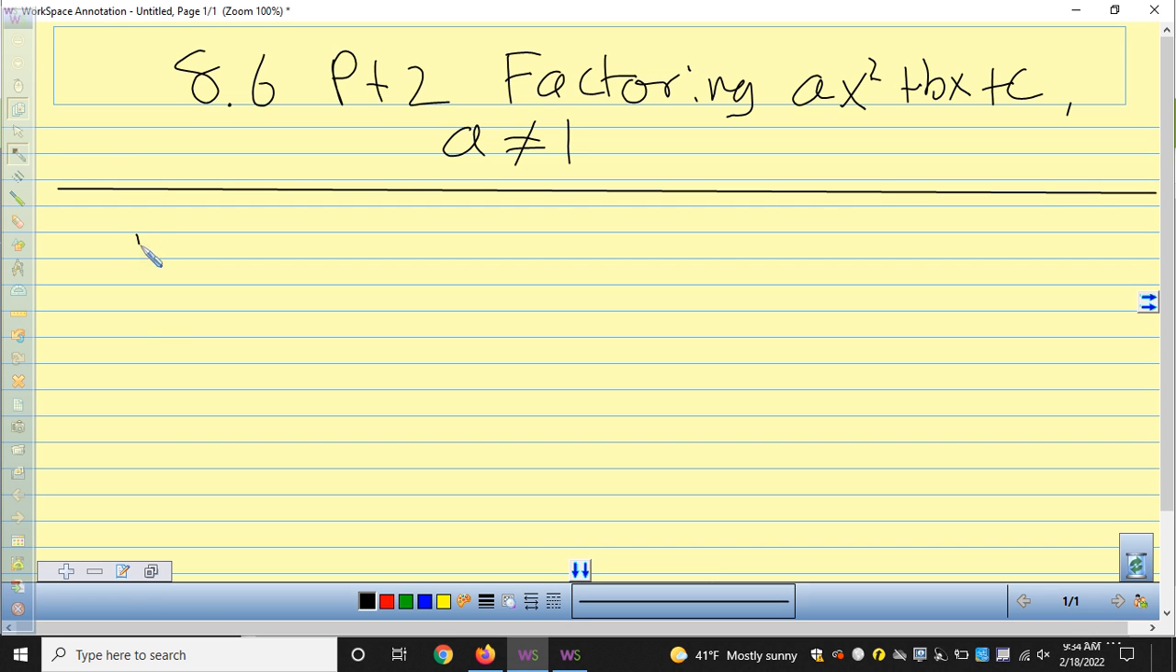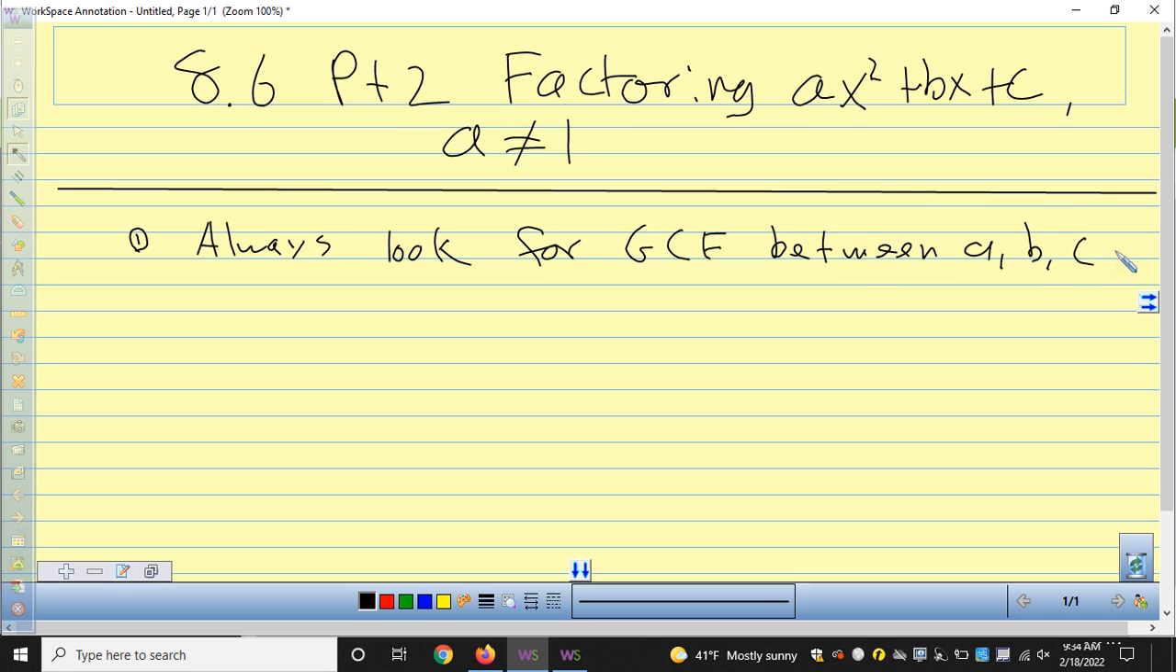So our first step, when a is not equal to 1, so we have some number in front of the x squared, we always need to look for a greatest common factor between a, b, and c. Is there some number that divides all three, a, b, and c? And if so, we need to factor that greatest common factor out.